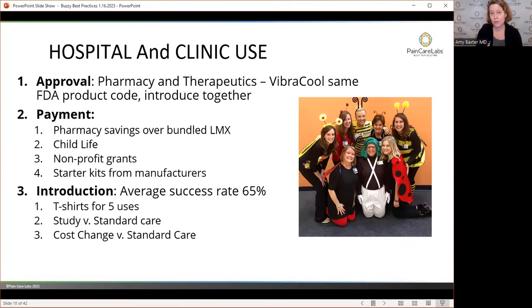Another way is to do a study versus standard care. Now, at this point, there are so many trials that we don't believe there's clinical equipoise. We think the only real ethical way to do this is if right now you're not using pain relief for many of your IVs. And then the other thing is the cost change versus standard care, to be able to reduce cost based on whatever you're using, or to make things go faster. Those are effects that quality and flow can see. So those are some of the suggestions that have been effective in introducing the behavior change it takes to use Buzzy.